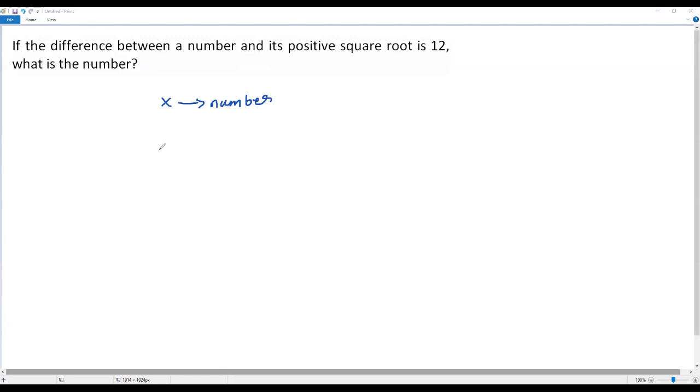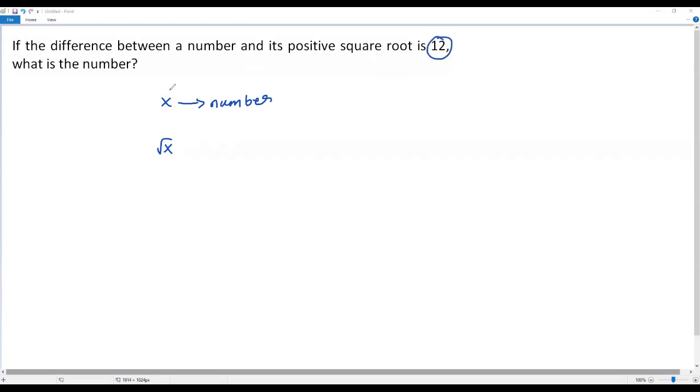And its positive square root is just the square root of x. Okay, now we have to get the difference between the number and its positive square root. Now let's go with the information over here. So the difference between the number and its positive square root is 12. So actually the difference is a positive value over here.